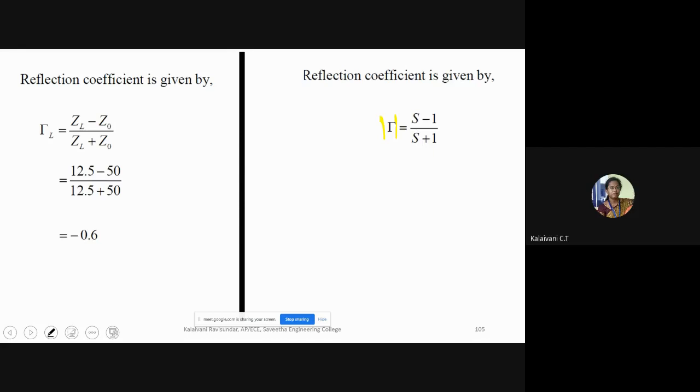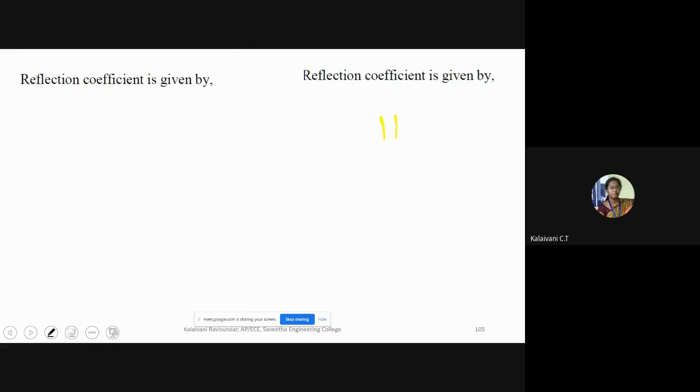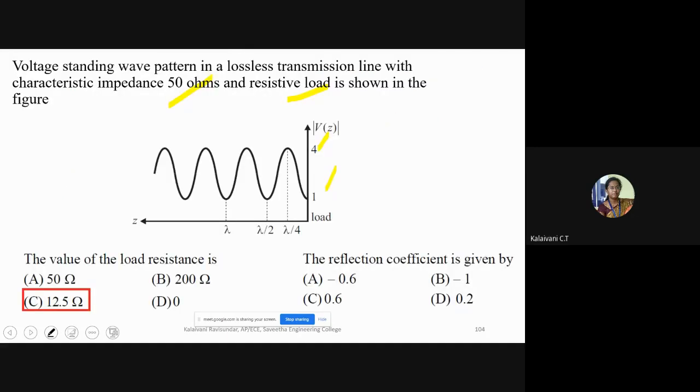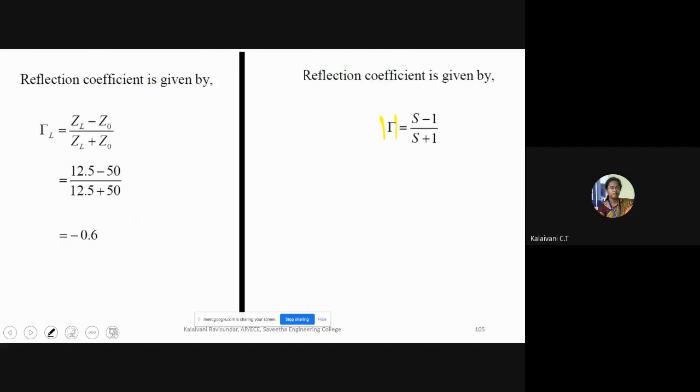But in our question, they are given with respect to polarity, minus and plus. So we have to choose the formula ZL minus Z0. We should not choose the formula S minus 1 by S plus 1. In case you choose this formula, you will get 4 minus 1 divided by 4 plus 1, which is equal to 0.6. Your answer will be wrong if you choose 0.6.